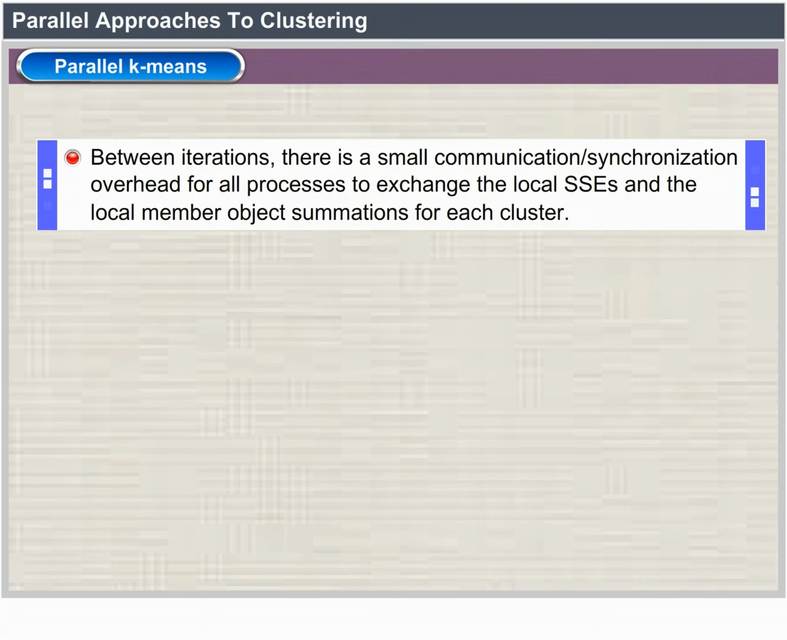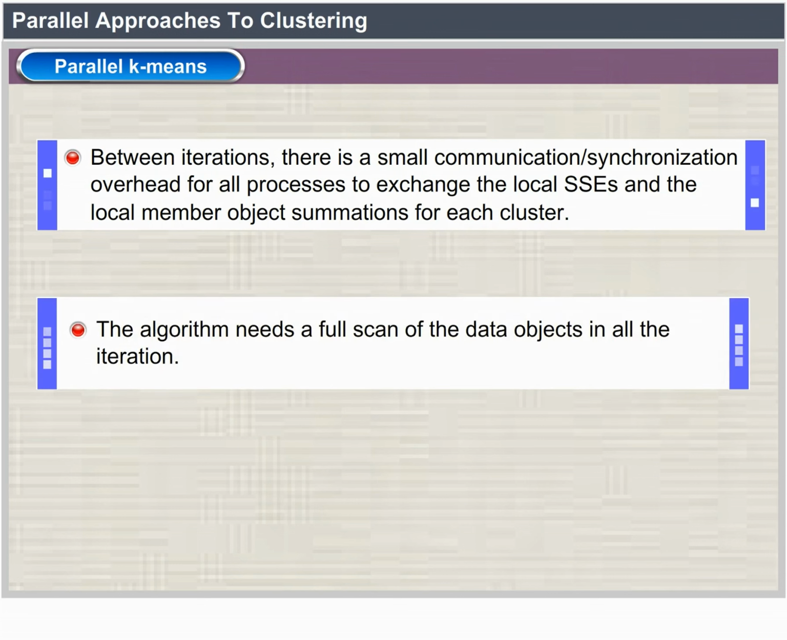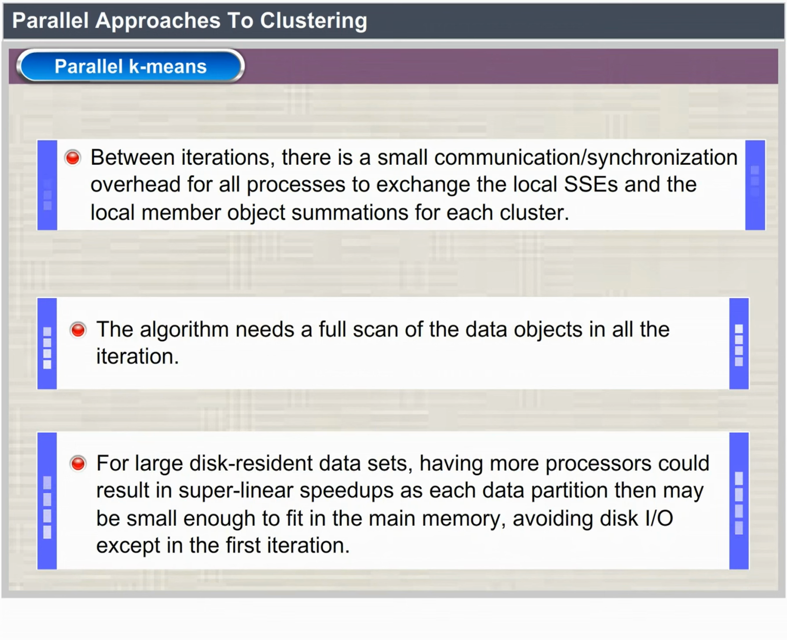The algorithm needs a full scan of the data objects in each iteration. For large disk-resident datasets, having more processors could result in superlinear speedups, as each data partition then may be small enough to fit in the main memory, avoiding disk I/O except in the first iteration.